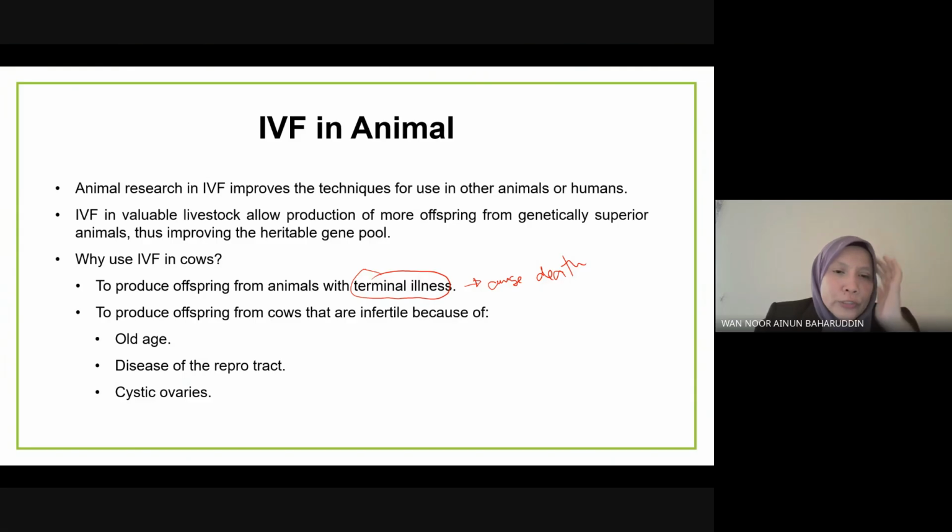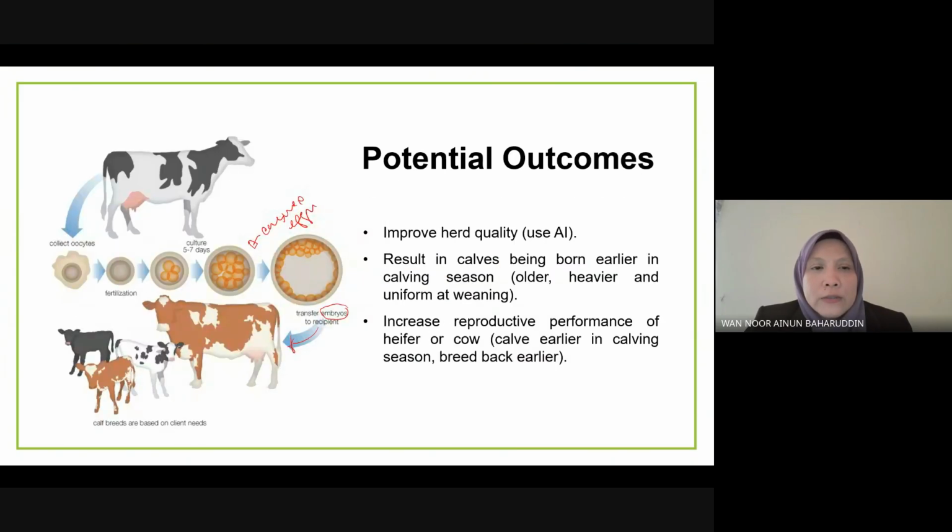And then to produce offspring from cows that are infertile because of old age, disease, or cystic ovaries. With this culture, they improve the herd quality and the calf is born earlier, with higher quality than the previous parents, and this increases reproductive performance.